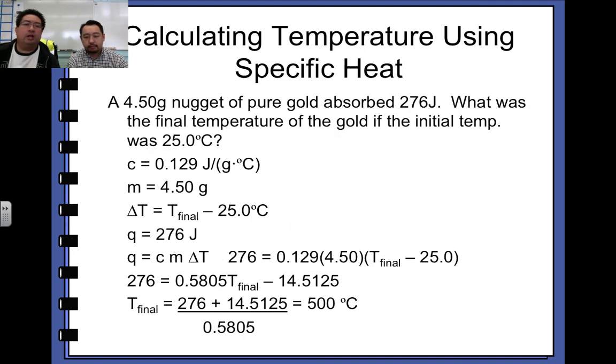Right. We can also use the same equation to calculate temperature using specific heat. It's a little bit more complicated. Let's say we had a 4.5 gram nugget of gold, and it absorbed this amount of energy. What would the final temperature be if the initial temperature was 25 degrees? We have our specific heat that we look up. We have our mass from the problem. We don't know what the final temperature is. That's what we're solving for. And we know that the initial temperature was 25 degrees, and we know that the heat absorbed was 276 joules. So again, we go ahead and we substitute and we solve. So 276 equals 0.129 times 4.5 times TF minus 25. And then it's just an algebra problem from there on out.